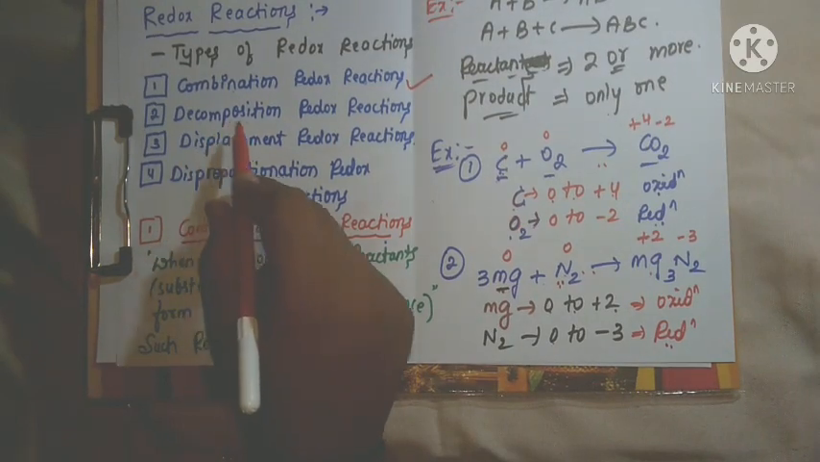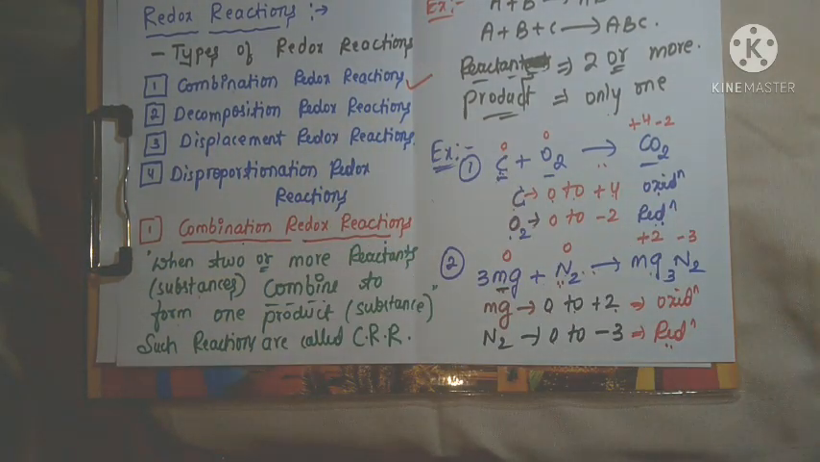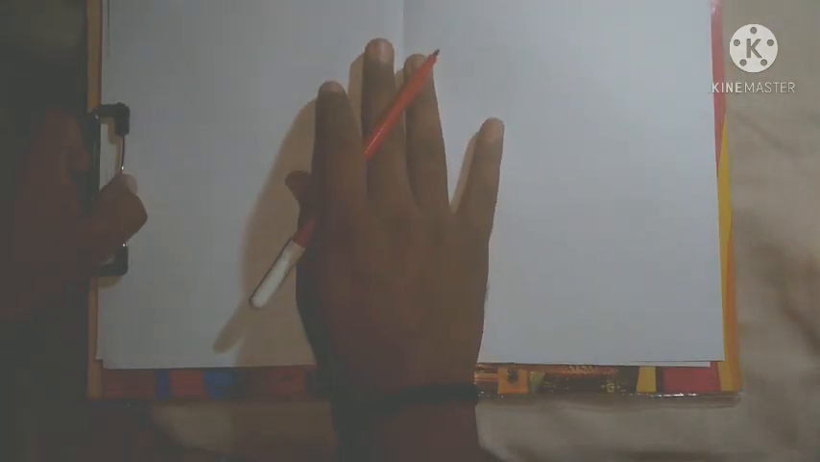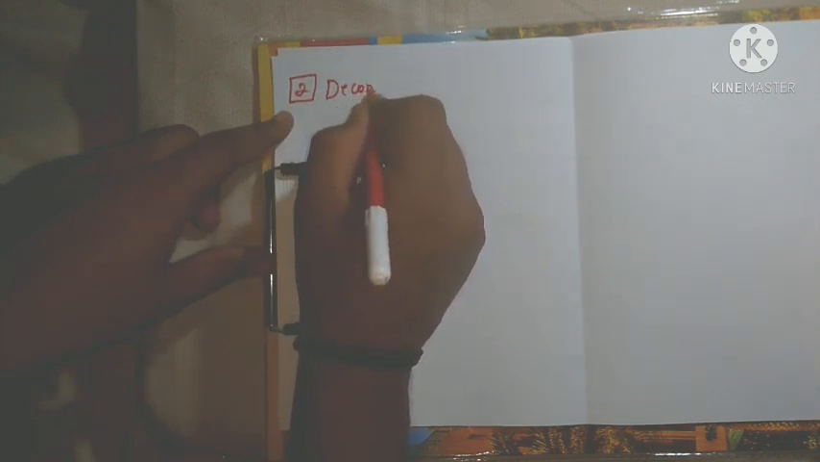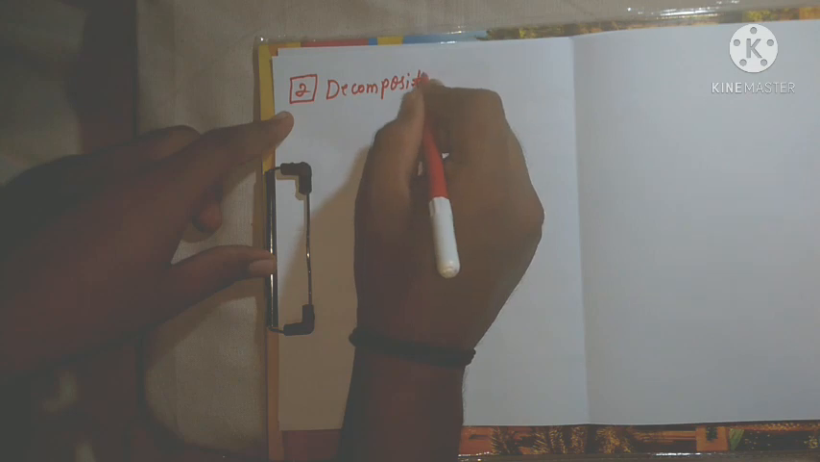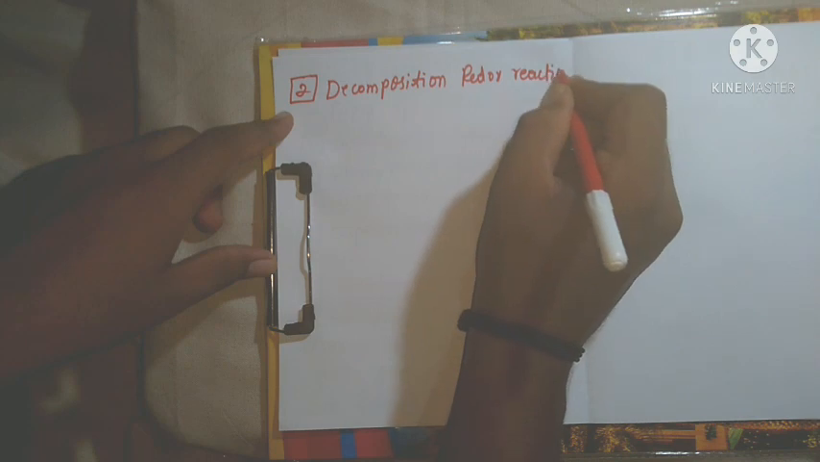Now we will go for the second one. First one over, the second one is decomposition redox reactions. For that I am using another paper. Decomposition redox reactions. Now we will see what is meant by decomposition redox reactions. For that I am taking a rough paper again.